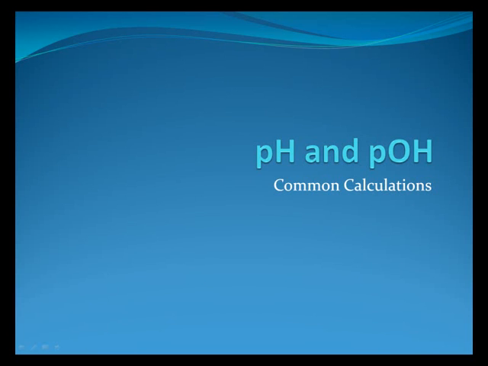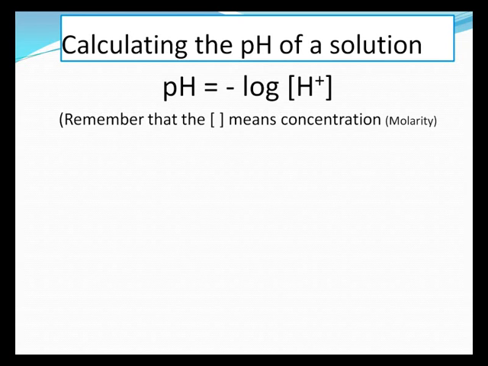This podcast is on calculations involving pH and something we're going to call pOH. These are common calculations in acid-base systems. You need to remember that the pH is defined as the negative of the log to the base 10 of the concentration of H+. And remember that those square brackets mean concentration and that we're dealing with molarity.